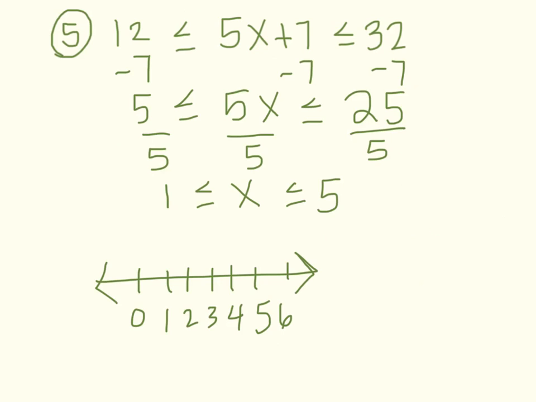And because it's less than or equal to, I'm going to go ahead and use a closed circle at 1 and a closed circle at 5. And we said that this is an AND statement, so you shade in between 1 and 5.